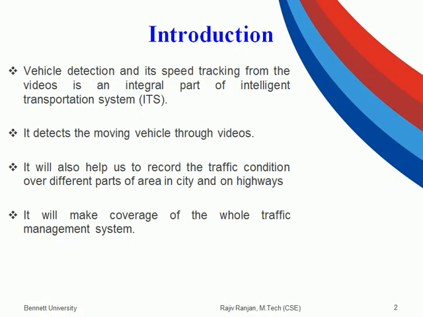Vehicle detection and its speed tracking from the videos is an integral part of intelligent transport system. Detecting the vehicles from the video surveillance in the cities is really making the traffic system very intelligent because it detects the moving vehicle through the videos, and it will also help us to record the traffic condition over different parts of area and city and on highways, so that we can monitor and see the overview of traffic condition anywhere in the city just from the control room, and it will make coverage of the whole traffic management system.